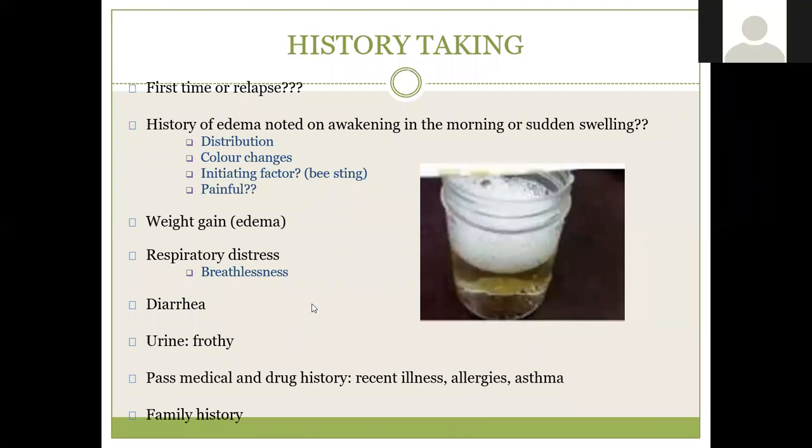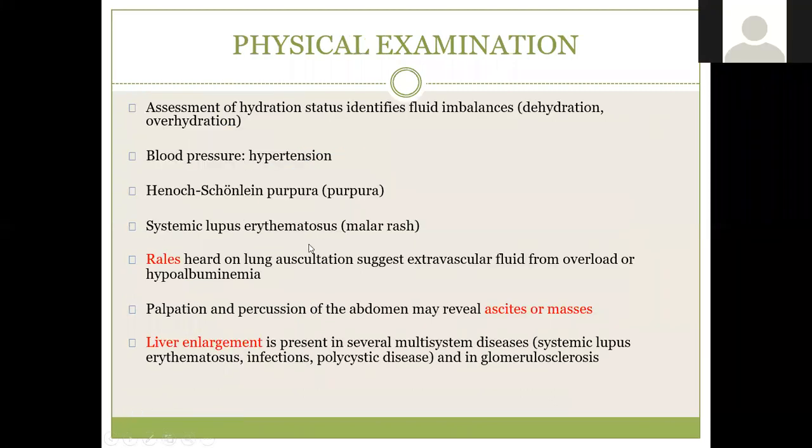This is very important. Now comes the physical examination. First, you have to assess the hydration status of the patient, whether there is any dehydration or overhydration, whether the patient is hypertensive, whether there is any purpura, especially Henoch-Schönlein purpura, whether in the buttocks or in the legs or in the abdomen. Whether there is abdominal pain or joint pain, during examination you have to look for this.